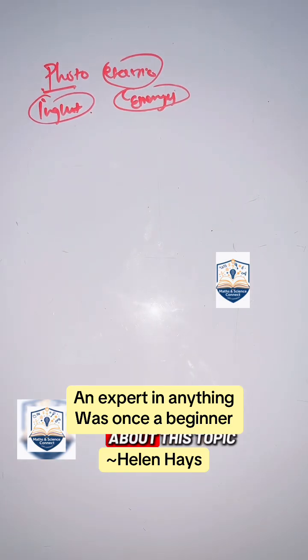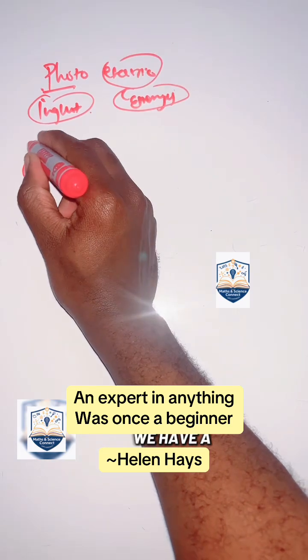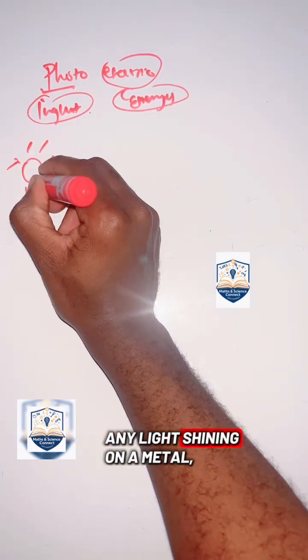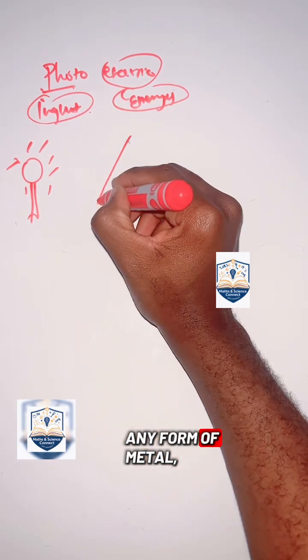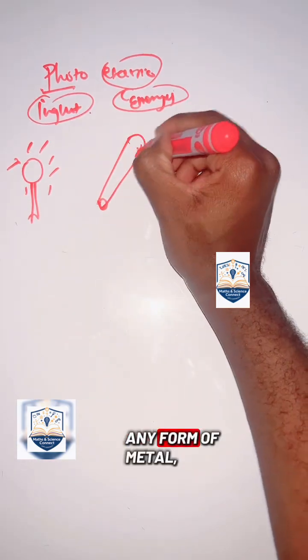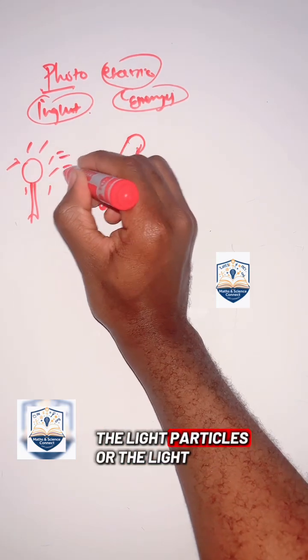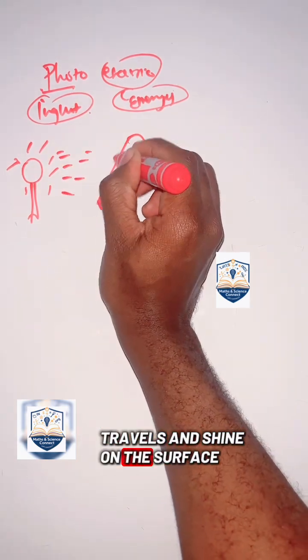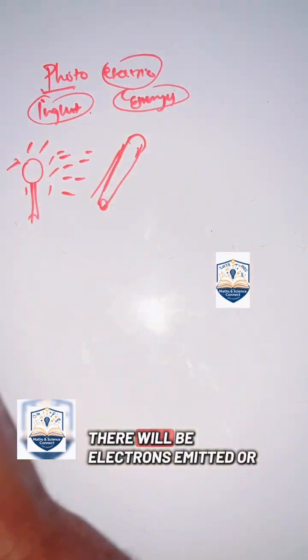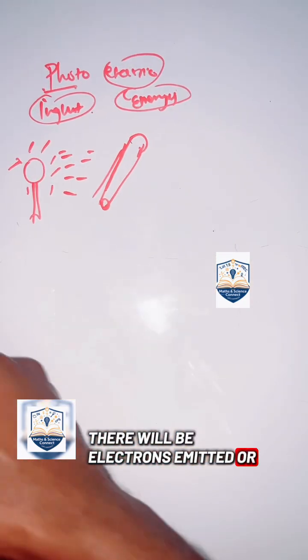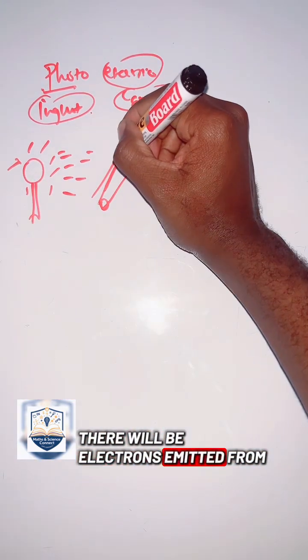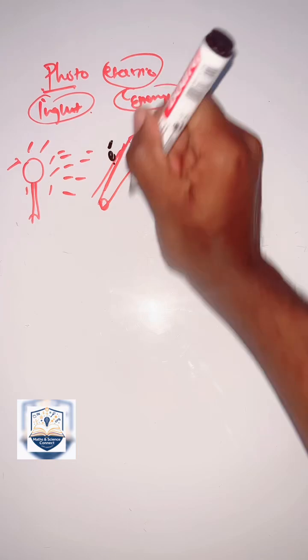What we need to know about this topic is that if we have any light shining on any form of metal, the light travels and shines on the surface of the metal. There will be electrons emitted, or ejected, from the surface of the metal.